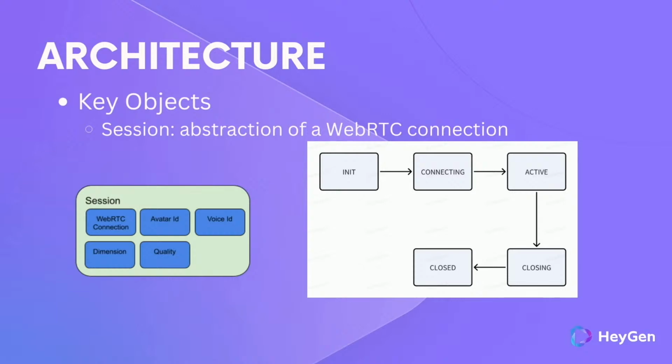And next, you want to establish the WebRTC connection with our servers. So in this case, you can call the start APIs, and then our servers will try to establish a connection with the client. In this case, it will be in the connecting state. But after the connection is established, it will be put into an active state.